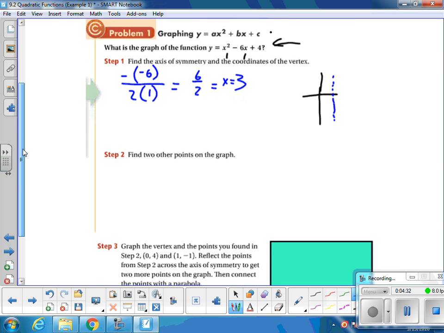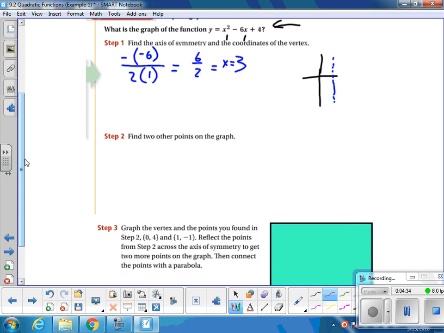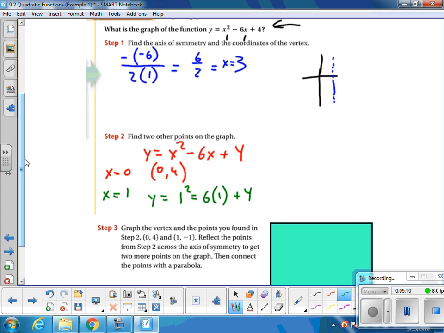And then I want to find 2 other points on the graph, so I can continue to graph this. So what I can do is, coming back to my original equation, y equals x squared minus 6x plus 4. If I just try where x equals 0, nice easy one here, 0 squared minus 6 times 0 plus 4, I can see that I will have a point at 0, 4. Another one I like to try is maybe where x equals 1. So I have 1 squared minus 6 times 1 plus 4.